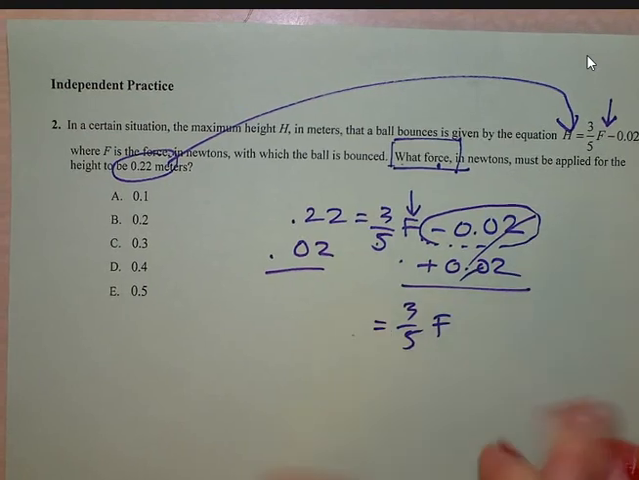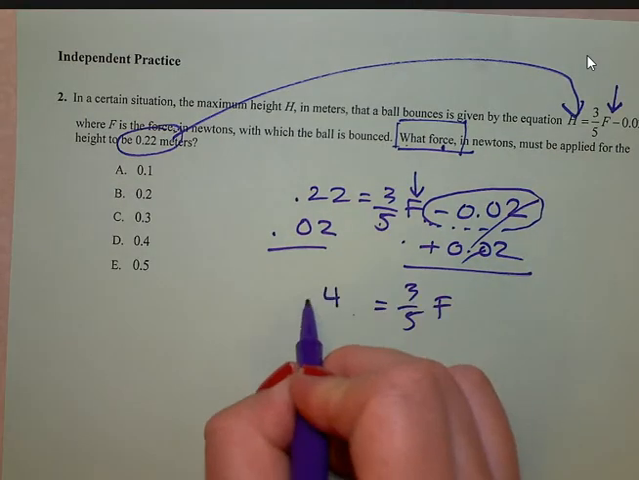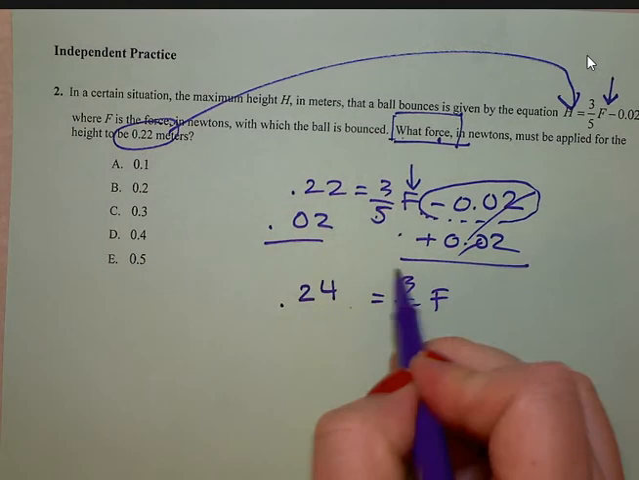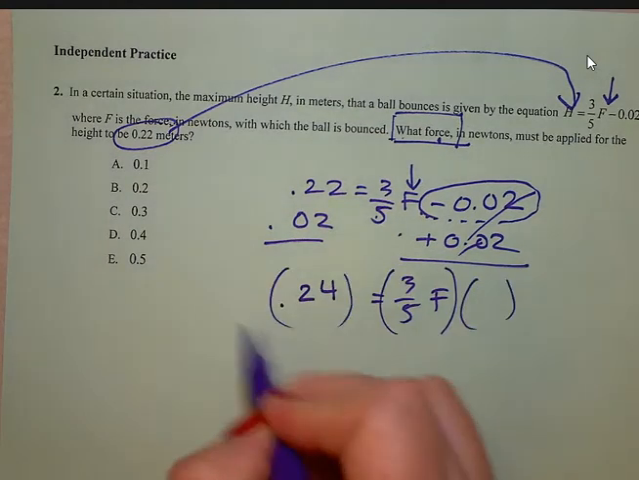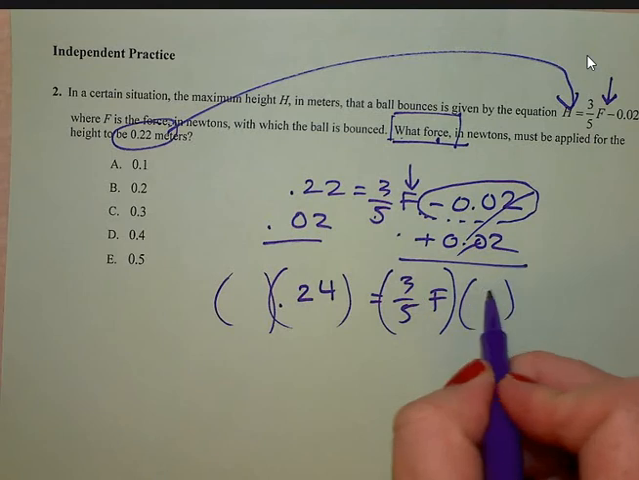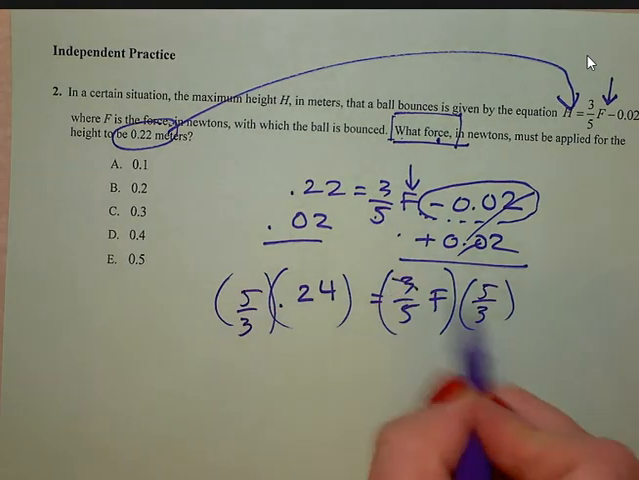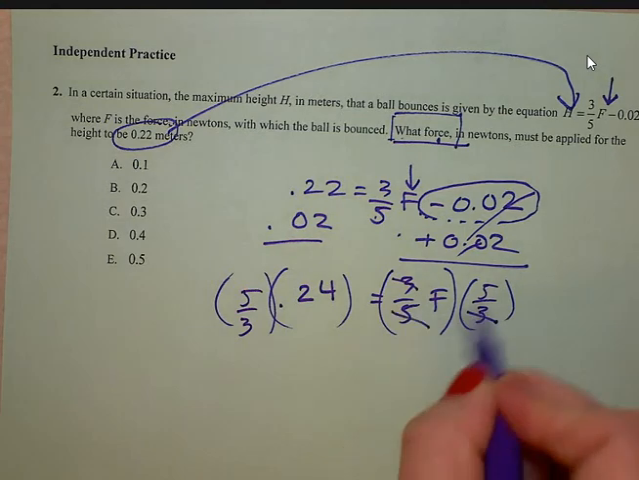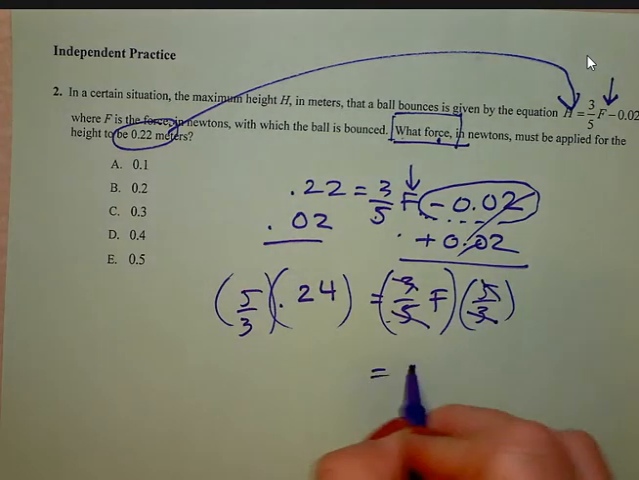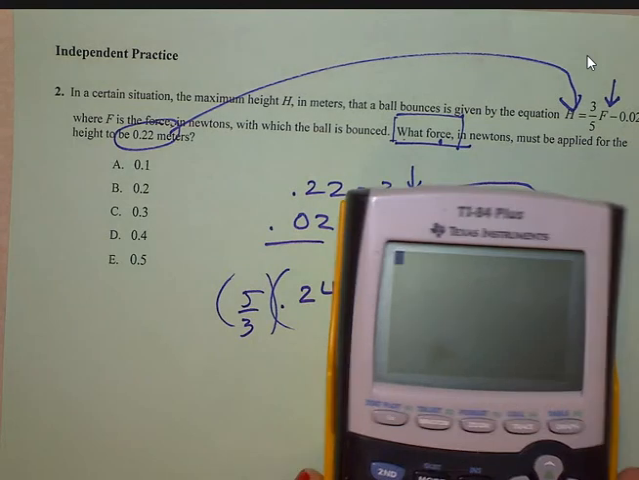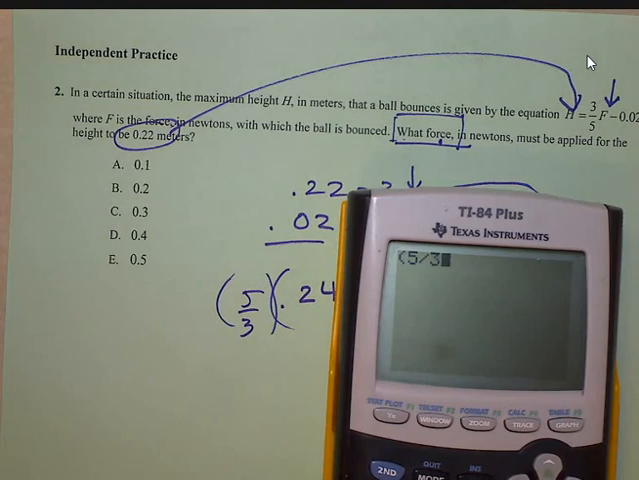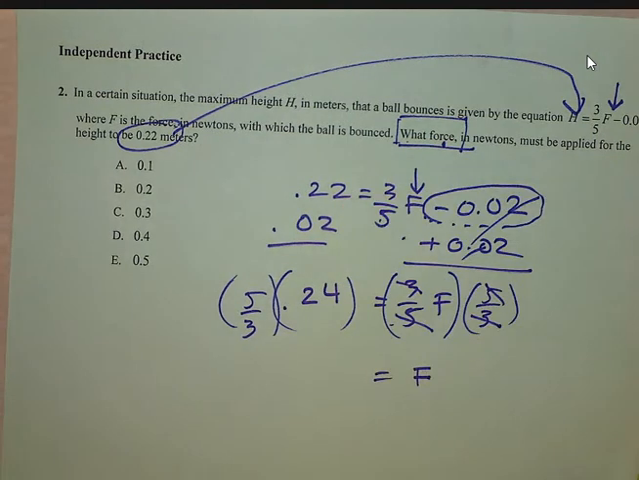And if you're able to add quicker by hand, please do so. If not, grab a calculator. And to remove the 3/5, I'm going to multiply by the reciprocal. In doing so, the 3's cancel, turning into 1's, and the 5's cancel, turning into 1's, and you're left with F. Remember to use parentheses. 0.4, correct answer is D.